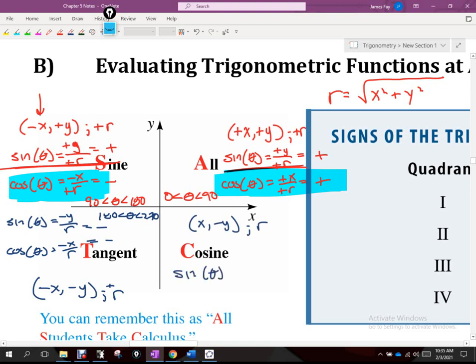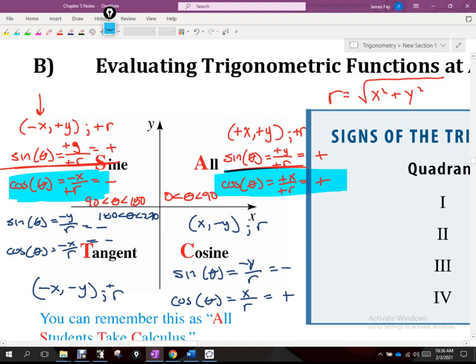So sine of theta, these are thetas between 270 and 360. Sine would be a negative y divided by r. Cosine would be now a positive x divided by positive r. So sine would be negative in the third or fourth quadrant. Cosine is positive in the fourth quadrant. Okay? Tangent then would be negative.